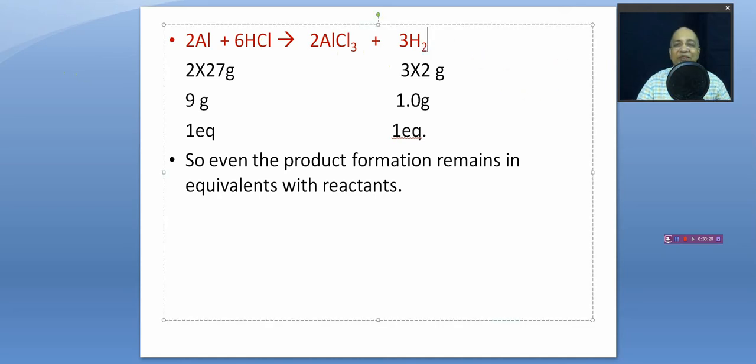Here I wanted to establish that all chemical reactions also take products into account. One equivalent of the reactant will also produce one equivalent of the product. Now see, we have balanced: 2 into 27 grams produce 3 moles of hydrogen, 3 into 2 grams. So the equivalent mass of aluminium, we know, is 9. So 9 grams will produce how much?